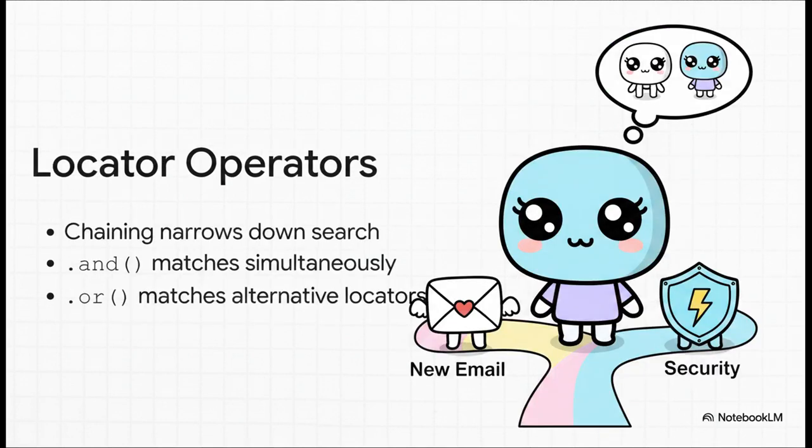You can use .and to match two locators simultaneously. Chaining narrows your search, like finding a save button only inside a specific dialog box. But my absolute favorite is .or. This is brilliant for those moments when you expect, say, a new email button, but the app might randomly throw up a security settings dialog instead. You can wait for either one and just act accordingly.